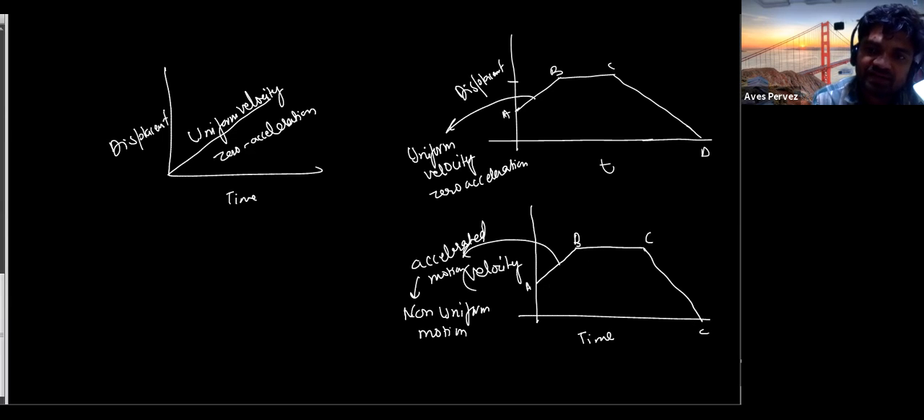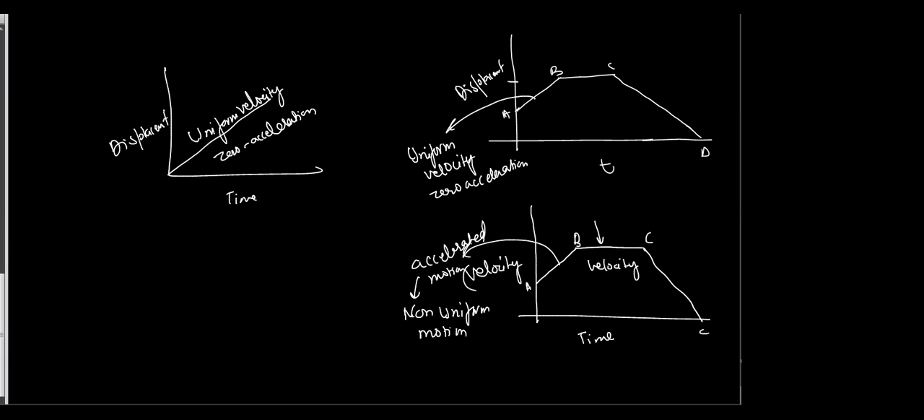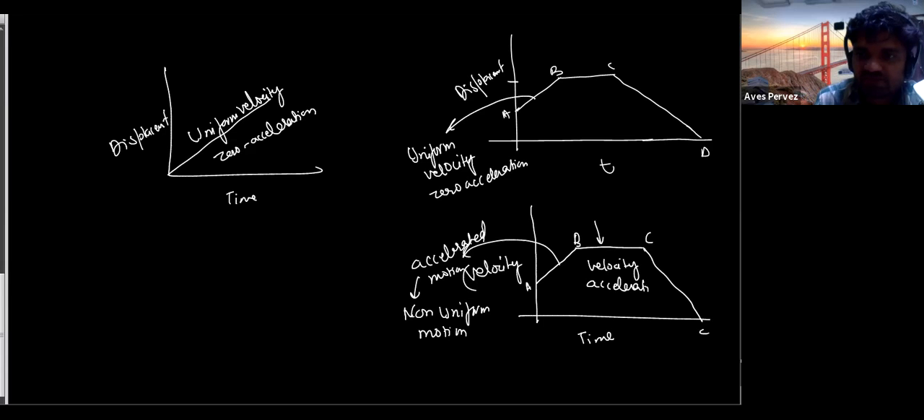Okay, here if I'm coming from B to C, you find that the velocity is constant. When the velocity is constant, what information does it give us? Velocity is constant means acceleration is 0. And acceleration is 0 means uniform velocity.